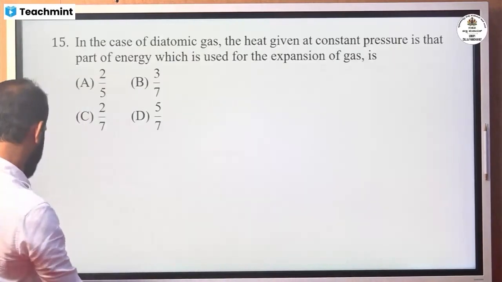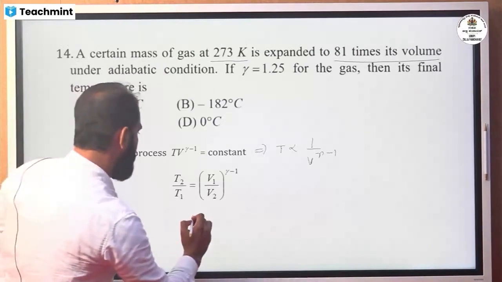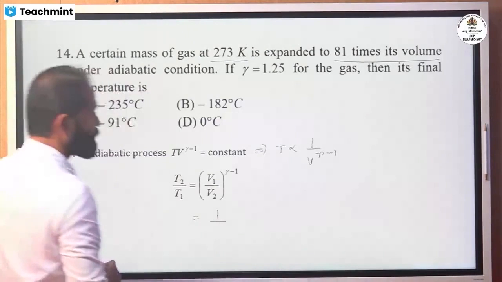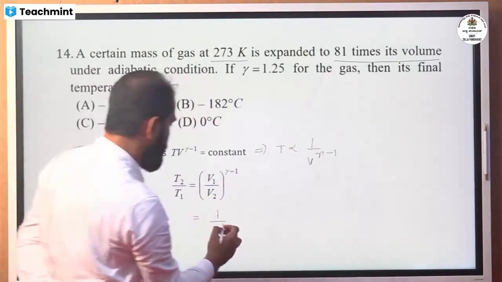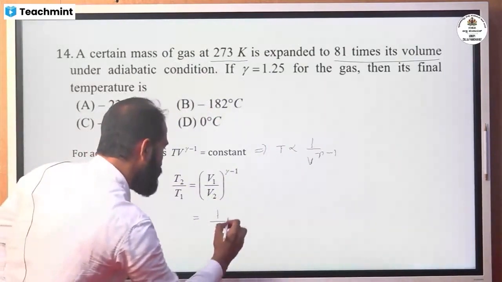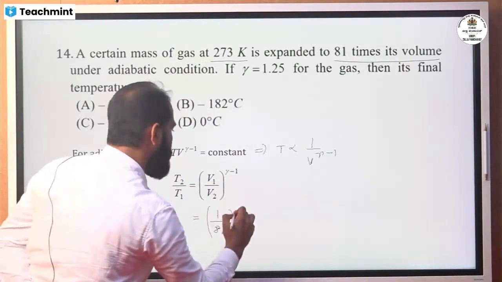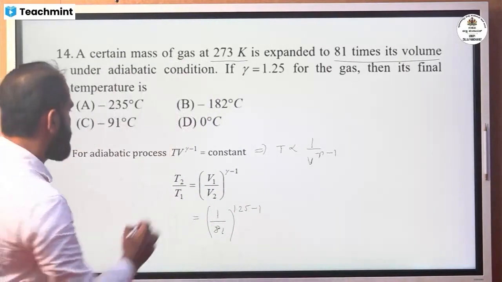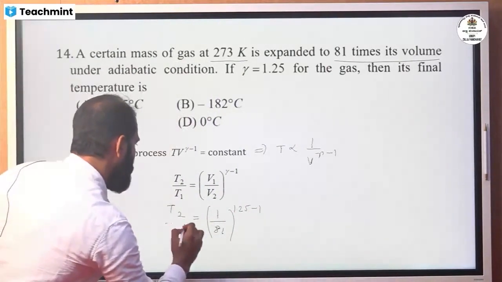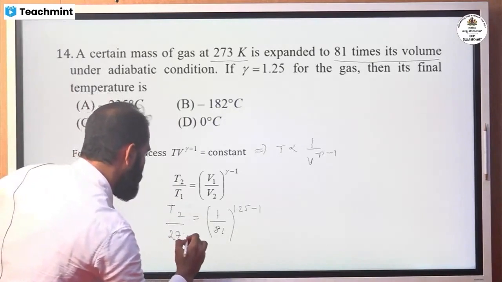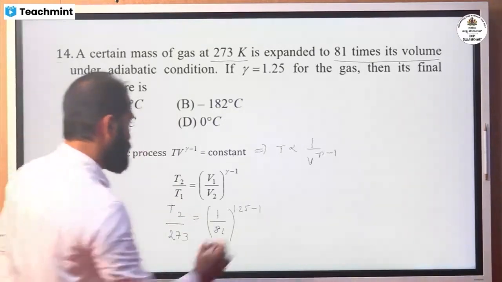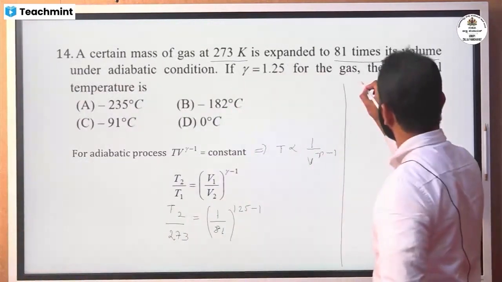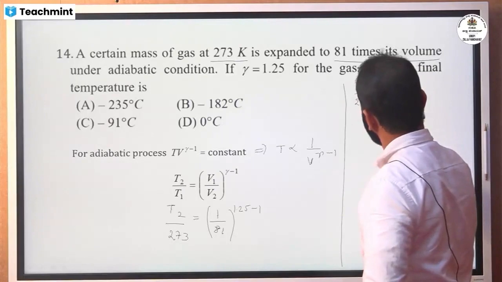Let's substitute. T2 by T1 equals V1 by V2, let me write 1 by 81, since it is expanded 81 times. That means the final volume will be 81 times the initial volume. Gamma value is given as 1.25, minus 1. You have to find the final temperature, T2, and the initial temperature is given as 273 Kelvin. So this can also be written as T2 divided by 273.